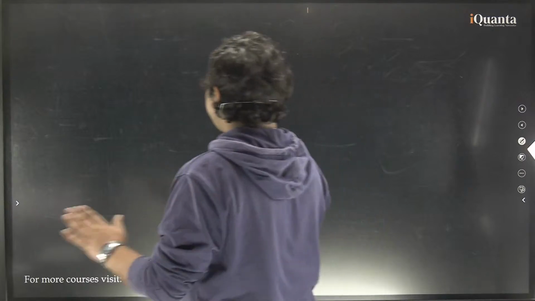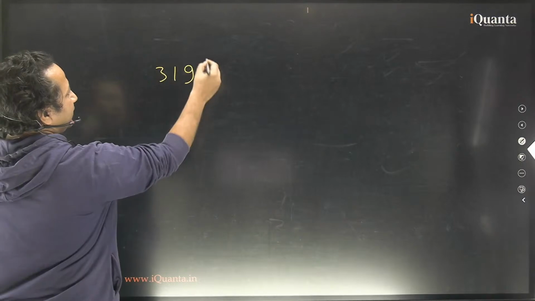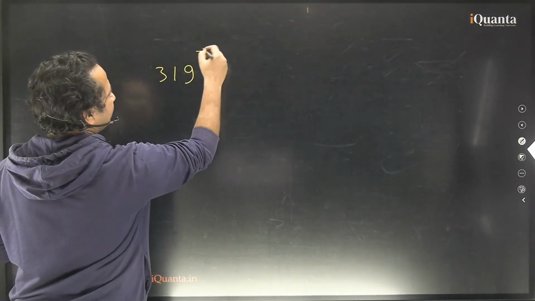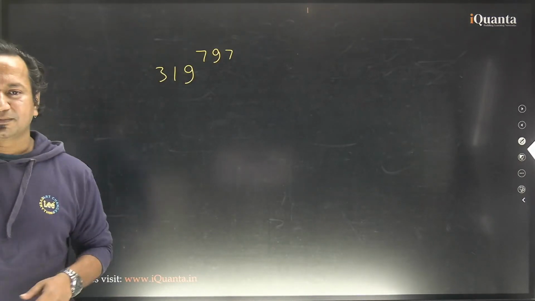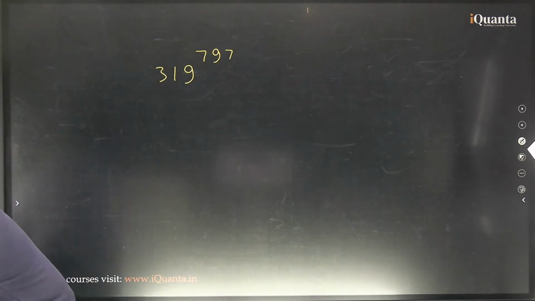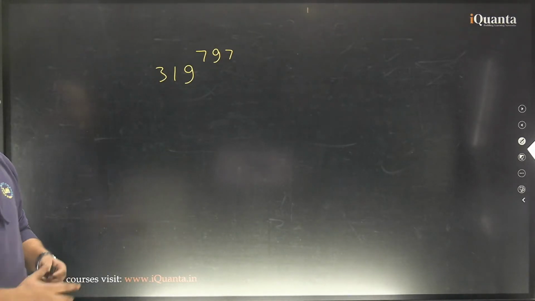Let's do one last question based on this, and then we'll move forward. 319 to the power 797. Let's do this one. Piyush from YouTube, now I think you are finding it easy, right, Piyush? So I'm writing down the steps. You guys just check your steps.